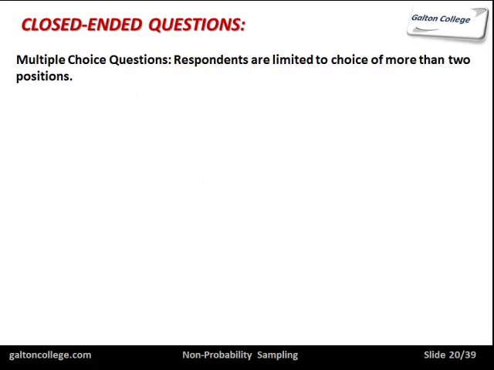Multiple choice questions. Respondents are limited to a choice of more than 2 positions. So if this is the question, is the answer A, B, C, or D? And D could be something else, any other issue. So D could be almost an open-ended answer. But A, B, C, D. And hopefully people will pick one of those choices that will enable them to do accurate and fast coding work later on, get a definitive outcome.